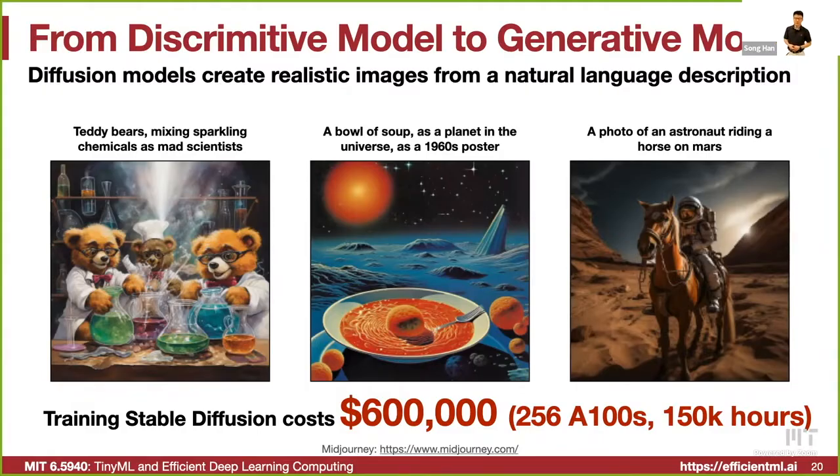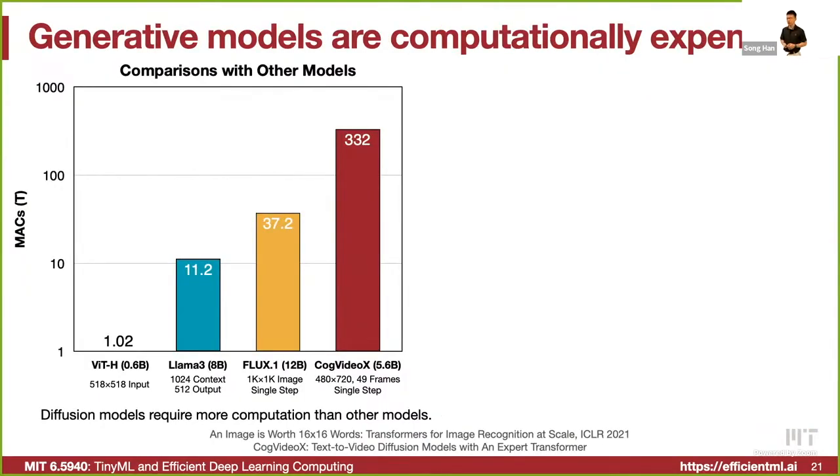But such amazing properties come at a very heavy computational cost. Training Stable Diffusion cost $600,000 with 256 A100s, 150K GPU hours, which is pretty expensive. And this is a figure generated by Muyang, showing that this image or video generation model is actually much more expensive, like 3 times more expensive, just running a single step of the diffusion model to generate a 1K by 1K image.